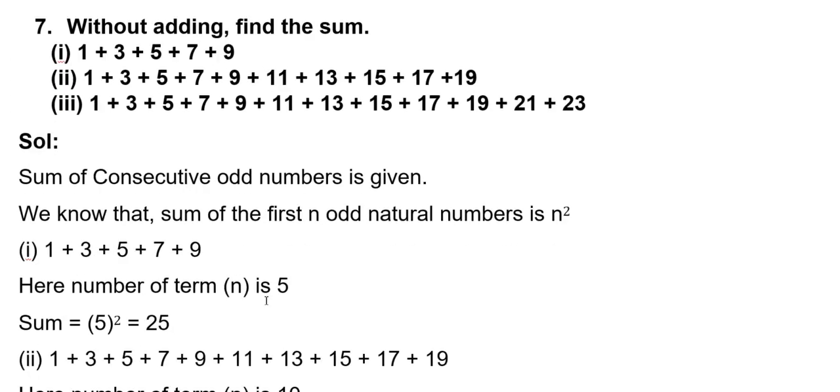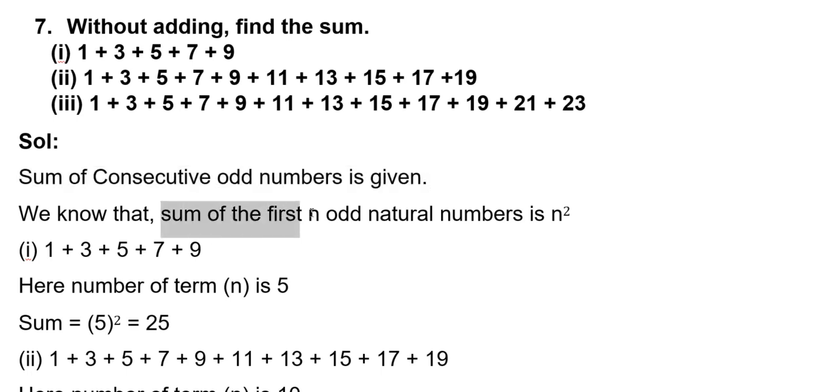Seventh one. Without adding, find the sum. 1 plus 3 plus 5 plus 7. Second one, 1 plus 3 plus 5 plus 7 plus 9 plus 11 plus 13 plus 15 plus 17 plus 19. Like that. Third one is also there, up to 21 plus. Solution: sum of consecutive odd numbers is given.